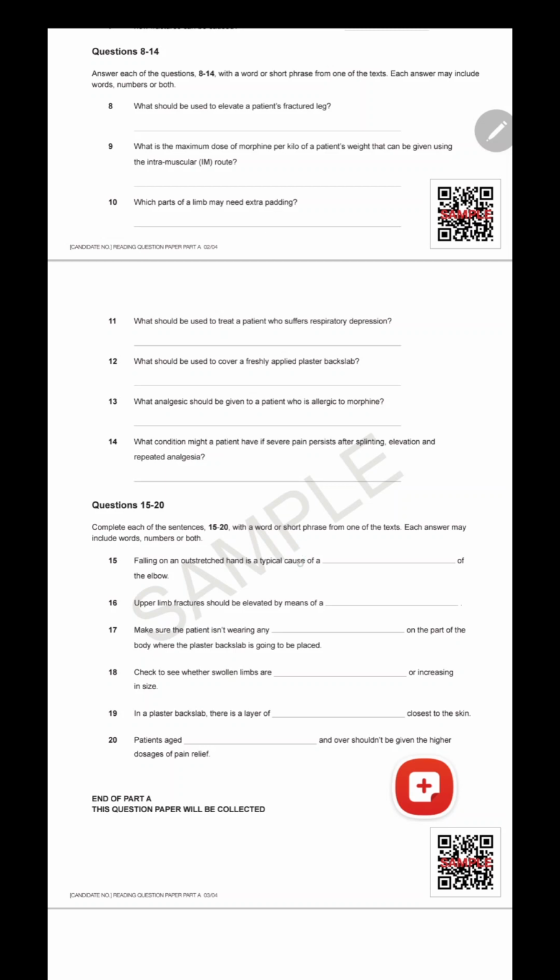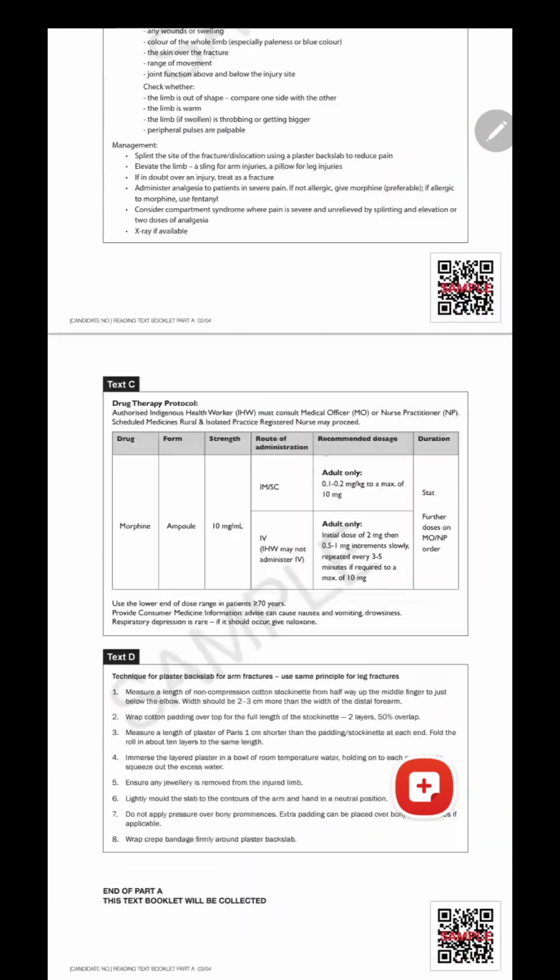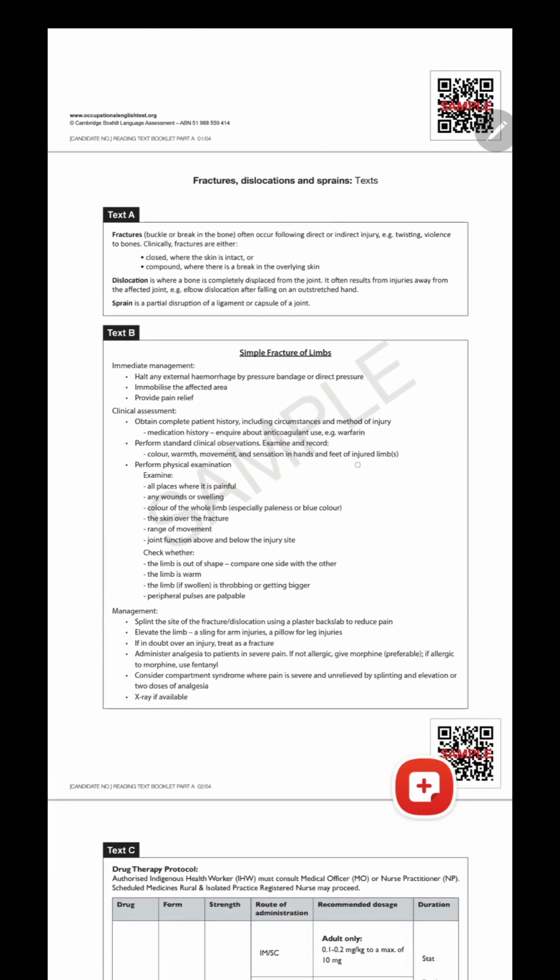And upper limb fracture should be alleviated by means of a dash. So we remember that, sling, because we have done question 8. Make sure the patient is not wearing any. We remember it's jewelry. Check to see, it's from this one. Swollen limbs are dash or increasing in size. Increasing in size, it was in basically Bravo. You can see there, getting bigger. So throbbing is the answer for that.